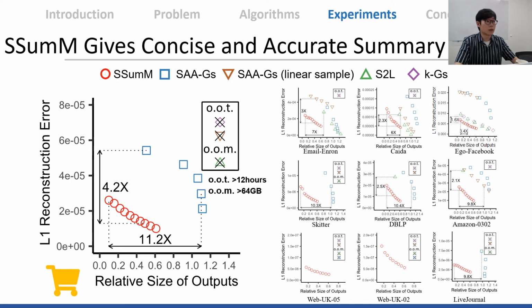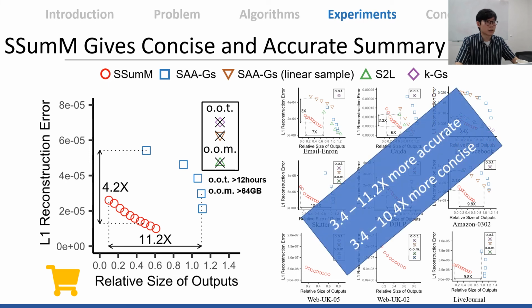For example, in the Amazon purchase history, SSumM yielded up to 11.2 times smaller summary graphs than the best competitor with similar reconstruction error. It also achieved up to 4.2 times smaller reconstruction error than the best competitor with similarly concise outputs. Note that most competitors ran out of memory, requiring more than 64 GB RAM, and ran out of time, taking more than 12 hours. In all datasets, SSumM consistently yielded the most accurate and concise summary graphs.